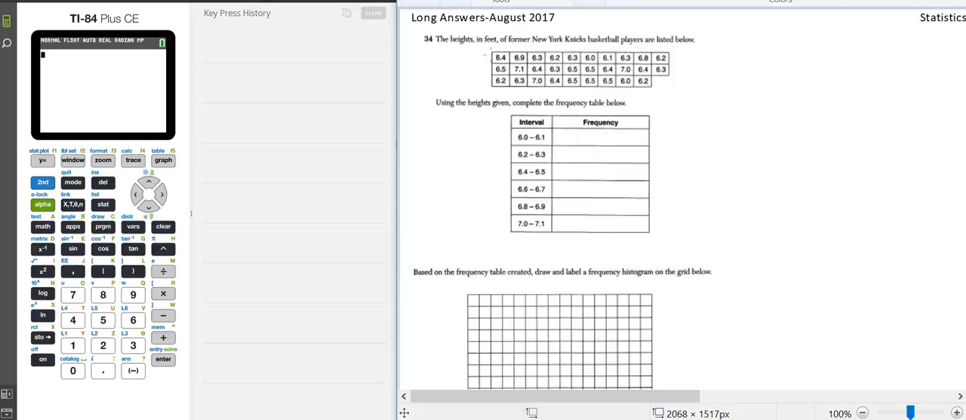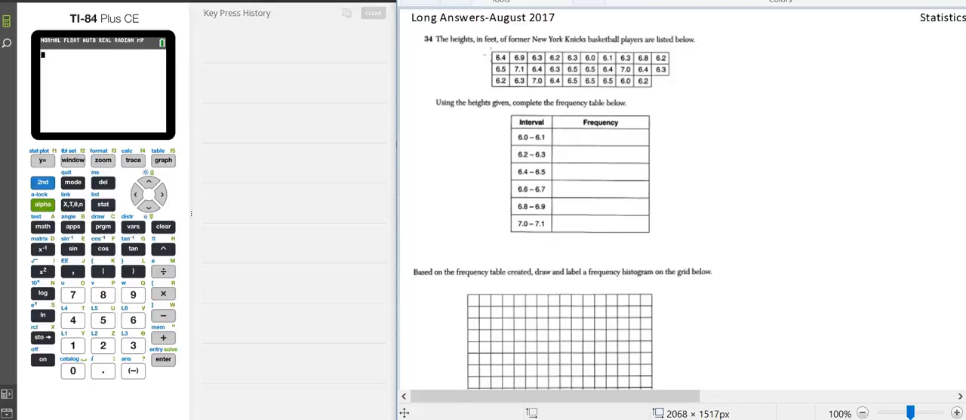The heights in feet of former New York Knicks basketball players are in that table, and we need to find the frequency of 6.0 to 6.1, 6.2 to 6.3, 6.4 to 6.5, 6.6 to 6.7, 6.8 to 6.9, 7.0 to 7.1. So we're going to just find how many of each of these categories we have.